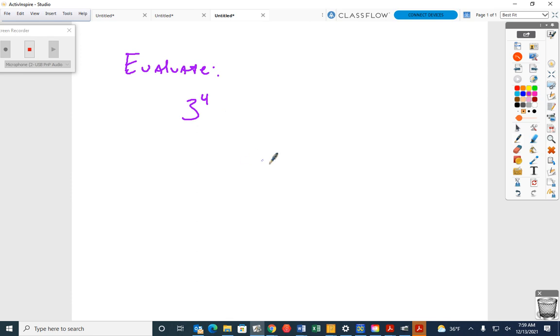This means I'm going to what? If I say evaluate, think about what evaluate means. That means what? Find the value. In other words, figure out how much this number is. So this is 3 times 3 times 3 times 3. 3 times 3 is what? 9. 3 times 3 is 9. 9 times 9 is what? 81. That's what I'm talking about with evaluate.